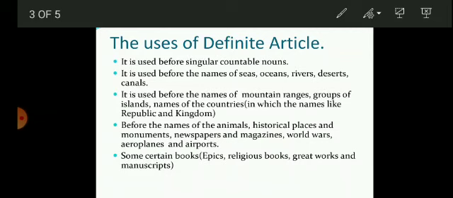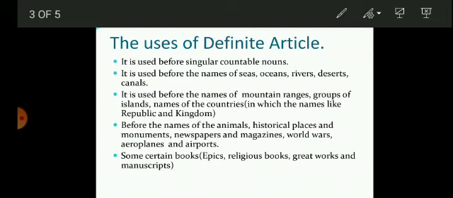Next one is, it is used before the names of the animals. The animal which is already referred to as a singular animal represents the whole class of the world. For example, the lion is the king of the forests. Like this, it is also used before the names of historical places and monuments. Whenever we have the names of these historical places and monuments, it is used. For example, the Taj Mahal, the Gol Gumbaj, the stone chariot of Hampi. Before the names of tourist places, it is also used.